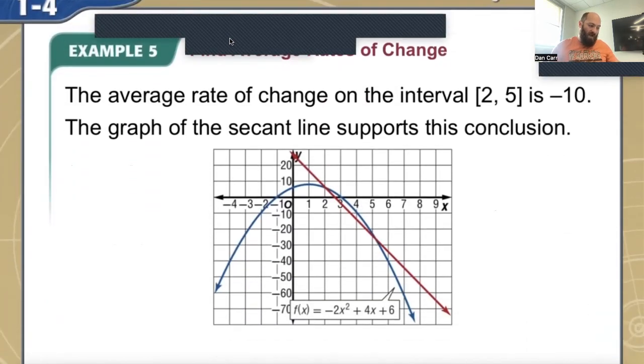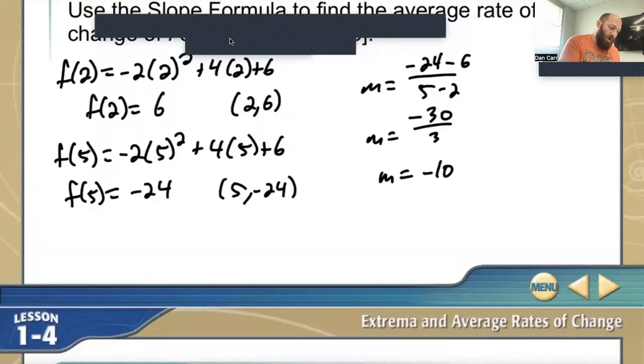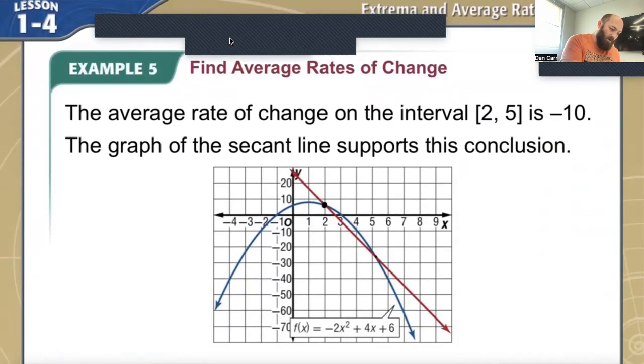And again, visually, this is what it looks like right here. So it went from (2, 6) to (5, -24). It's a little bit off on that one, but close enough. And there's that secant line that passes through.